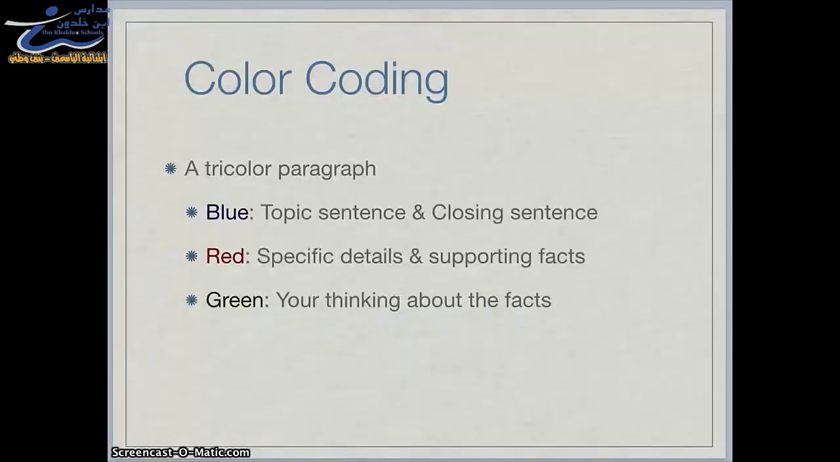I did some color coding for this presentation for my visual learners and also to help things stand out to you as we go through and we talk about it. So we're going to look at a paragraph as having 3 colors. Blue is going to be used for topic sentences and closing sentences. Every paragraph needs to have a topic sentence and a closing sentence. Red is going to be used to show you the specific details and supporting facts that are included. And green is going to be used to show your own analysis, your interpretation, your own thoughts about those facts.